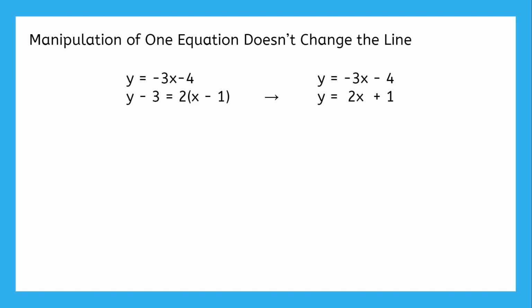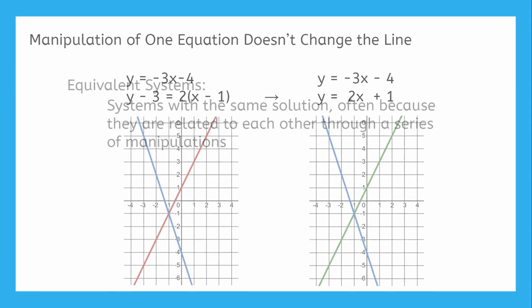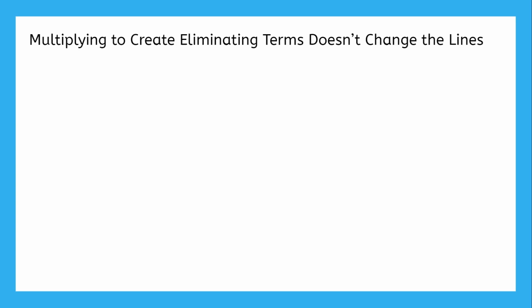Even though it looks like the second equation changed, all we did was change the form it was in, which means the graph didn't change at all. It's still the same system with the same solution. We just made it look a little different so that eliminating a variable becomes a little easier. This is what's known as an equivalent system, a system with the same exact solution, usually because the original equations were manipulated in some way. For this same reason, when we use multiplication to make terms that will eliminate, we create equivalent systems.